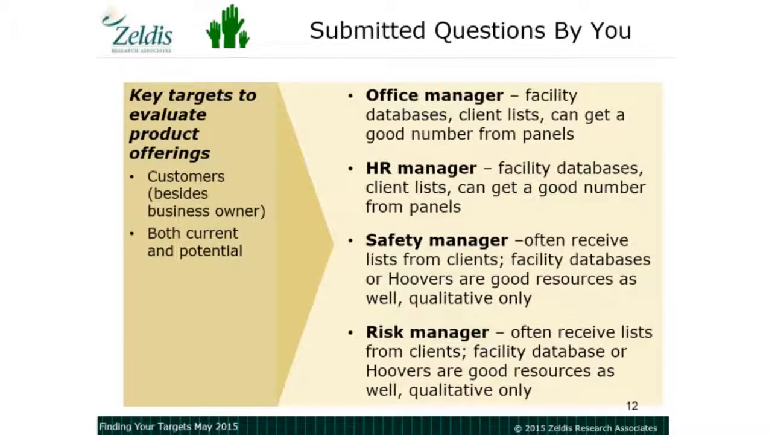But you can also get a good number of them from panels, particularly if your other criteria are not very narrow. If you have broad screening criteria, you can get a few hundred office managers or HR managers from a panel. When it comes to safety managers or risk managers, there we rely more heavily on qualitative research. Facility databases have been a good resource, or Hoovers, or client lists if you have them as well.